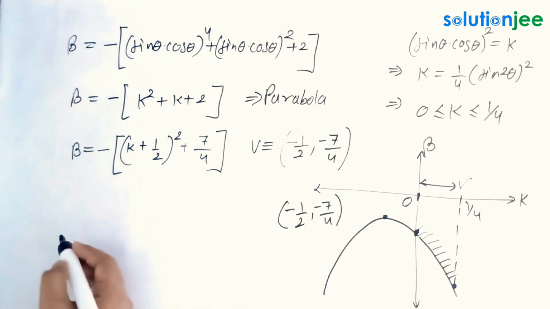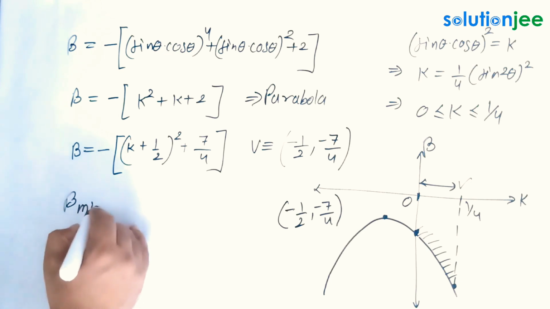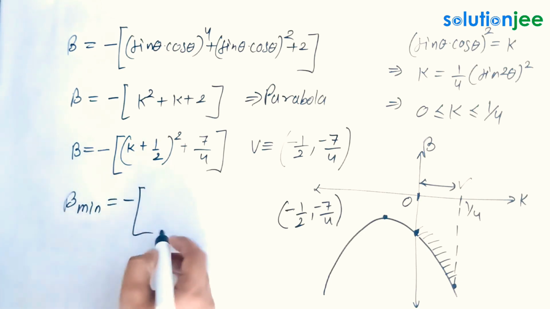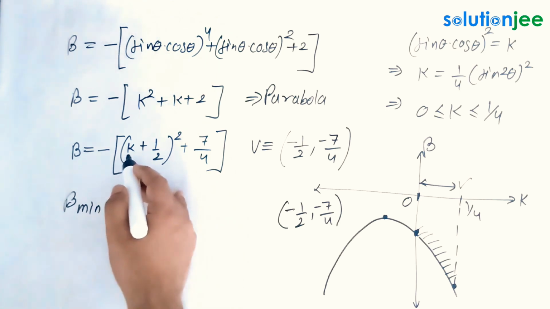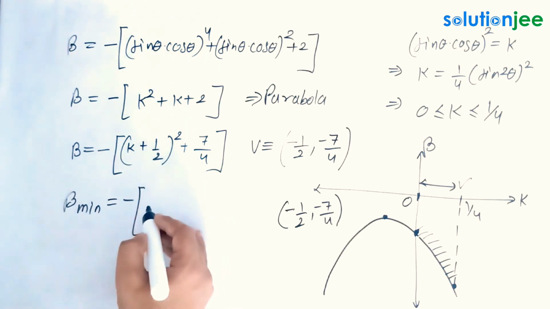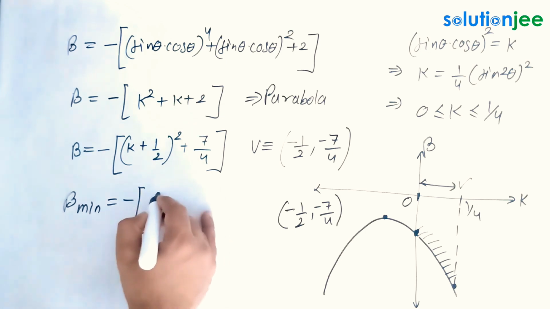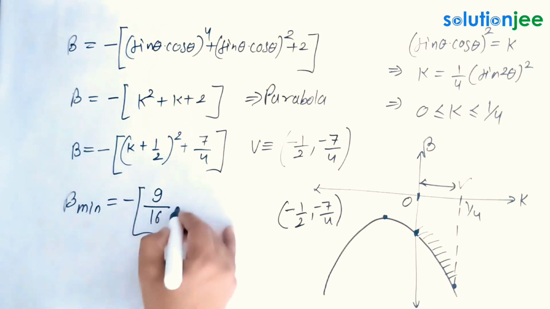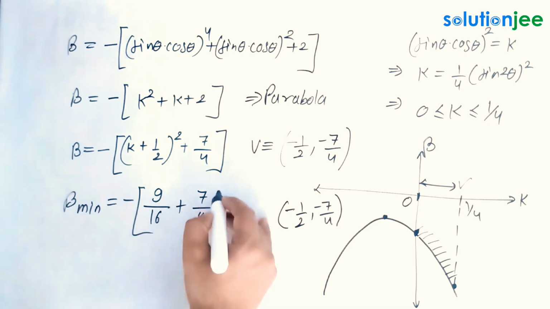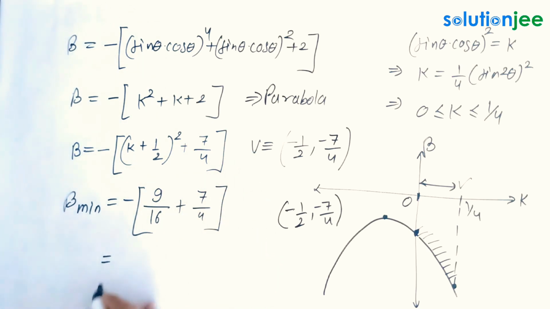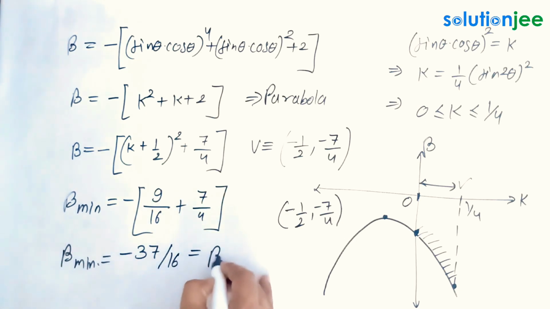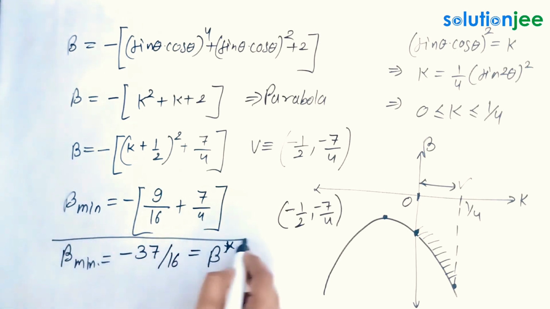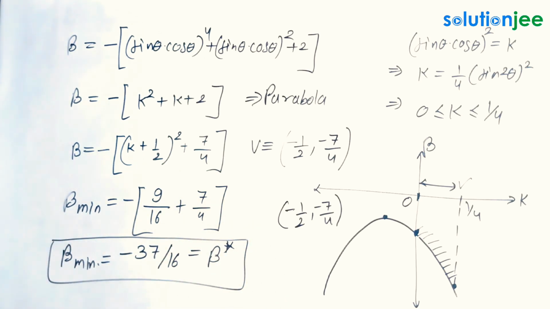So beta minimum will be equal to, put k equal to 1 by 4. So here we get 1 by 4 plus 1 by 2, 3 by 4 whole square. It will be 9 by 16, and here we have 7 by 4. So from here we get the minimum value of beta, which is equal to minus 37 by 16. So here we have beta minimum, which is represented by beta star. So here it is the minimum value of beta.